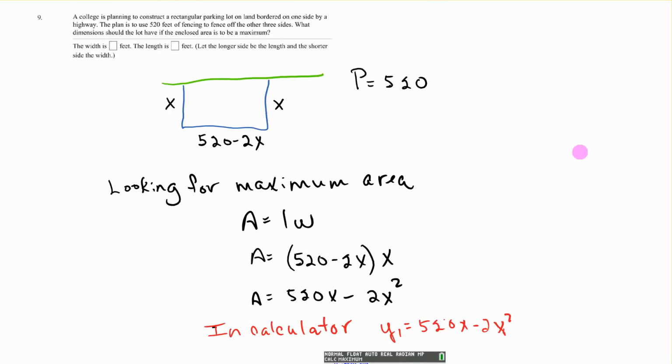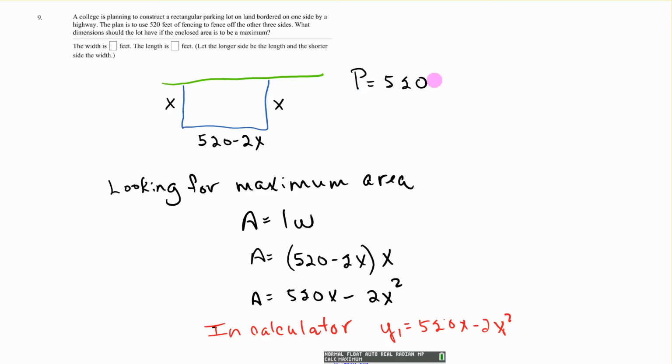Right. A college is planning to construct a rectangular parking lot on land bordered on one side by a highway. They're going to use 520 feet of fencing to fence off the other 3 sides. What dimensions should it have if the enclosed area is to be a maximum? This is a really common problem. We did this in college algebra.